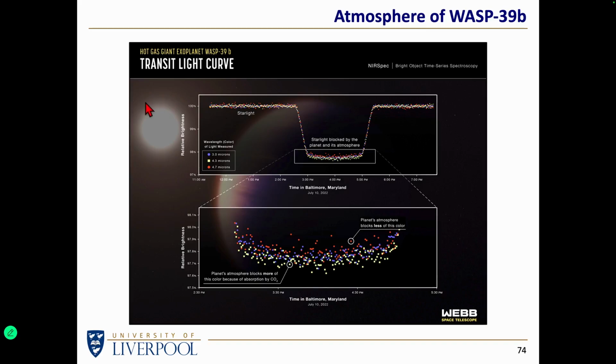So here again is actual data taken by the James Webb Space Telescope. Here's starlight, and here's the starlight dropping due to a transit of the planet. But the different coloured dots here, blown up in the bottom panel, show us that if we look at that dip at different infrared wavelengths, the dip is slightly different. If we look at the red dots, they don't go down quite as far as the yellow dots, and the blue dots are somewhere in between. And those red, blue and yellow dots are taken at different wavelengths, and we choose those wavelengths to give us information about particular molecules.